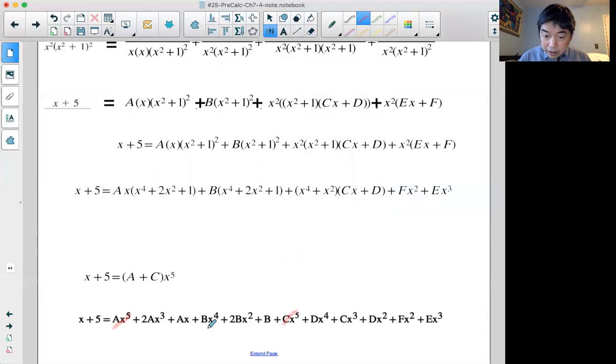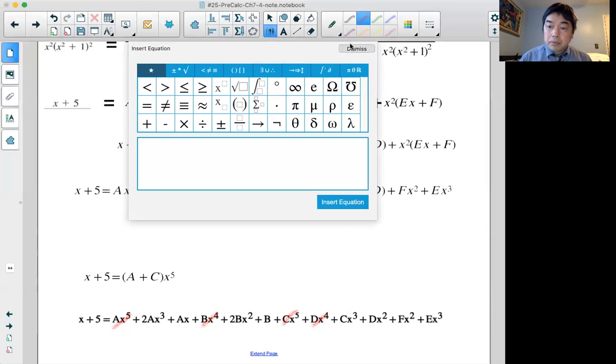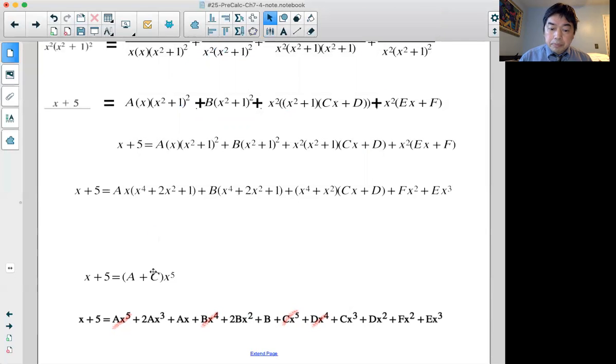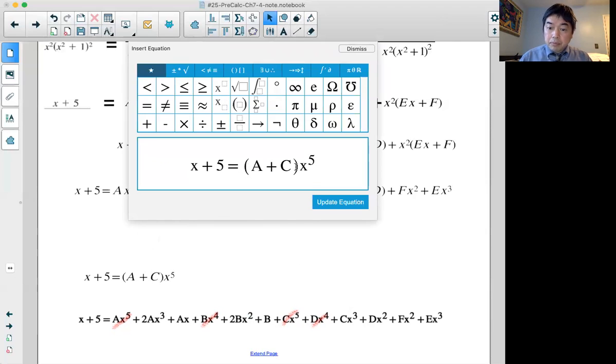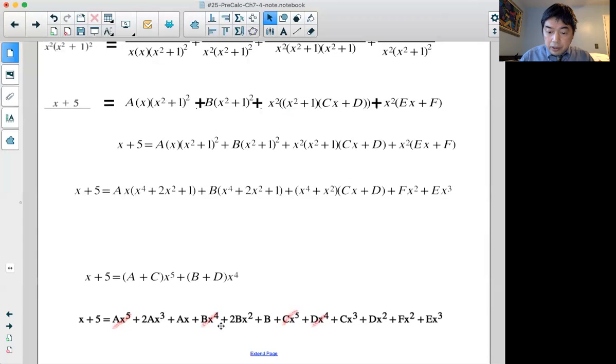Anything else? Now, next one is fourth power. So this is the fourth power. This is the fourth power. So B plus D, those are fourth powers. D plus C, I'm sorry, D plus B. So I will go here. Plus (B plus D) x to the fourth power. Okay, so we took care of those.